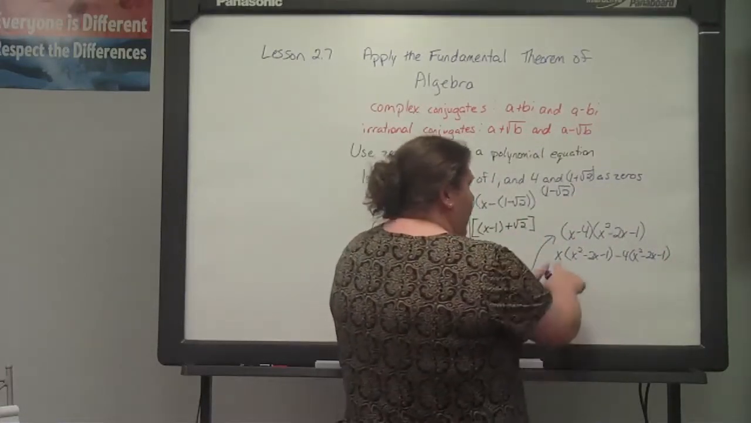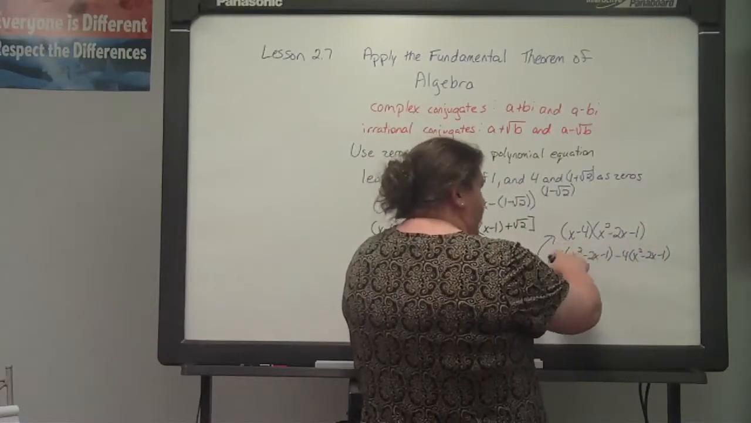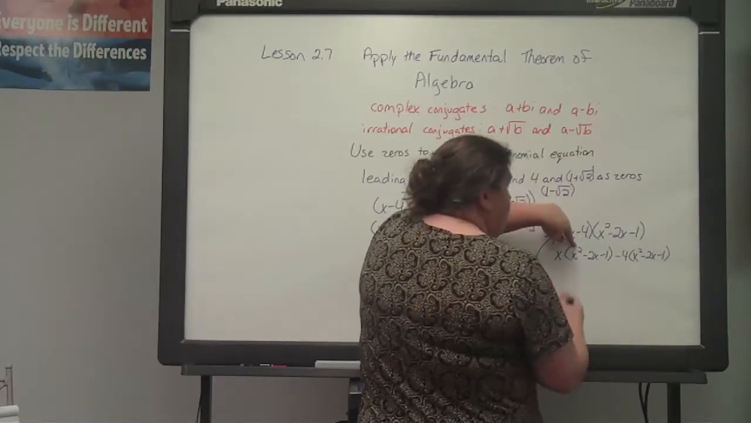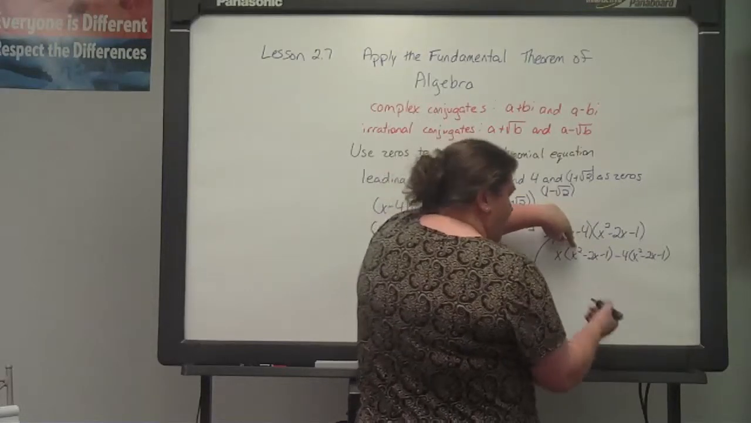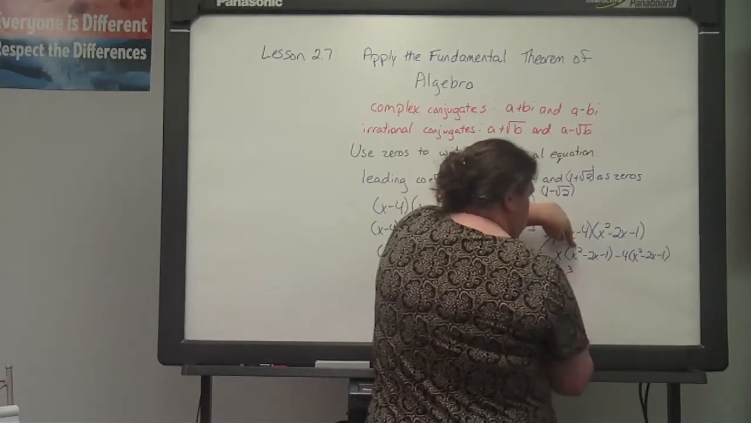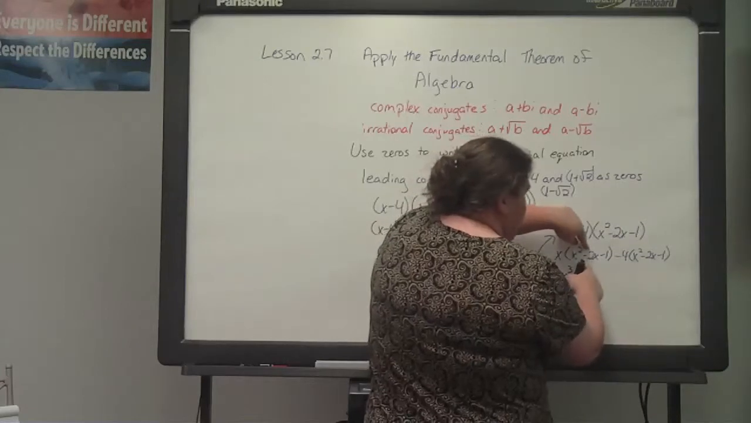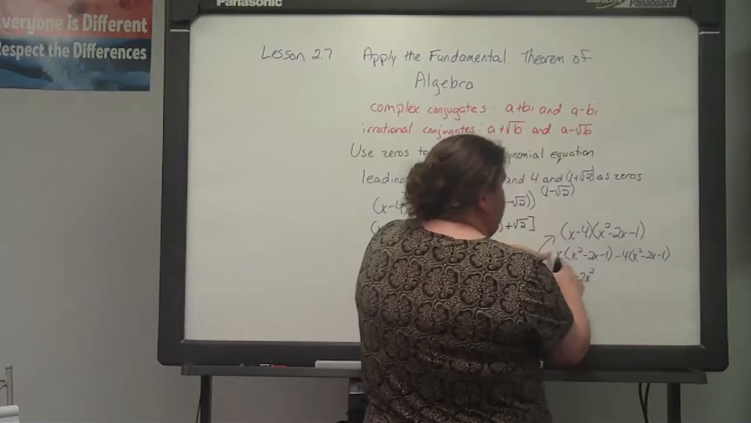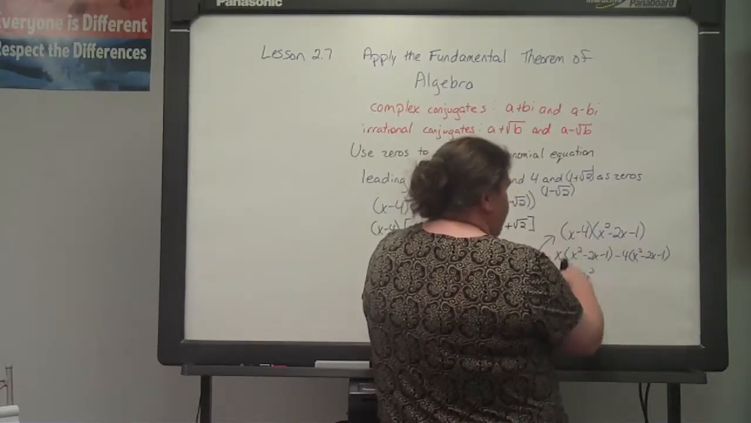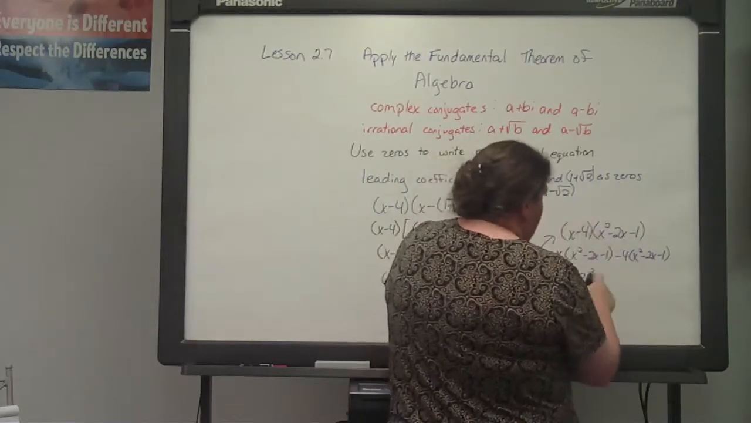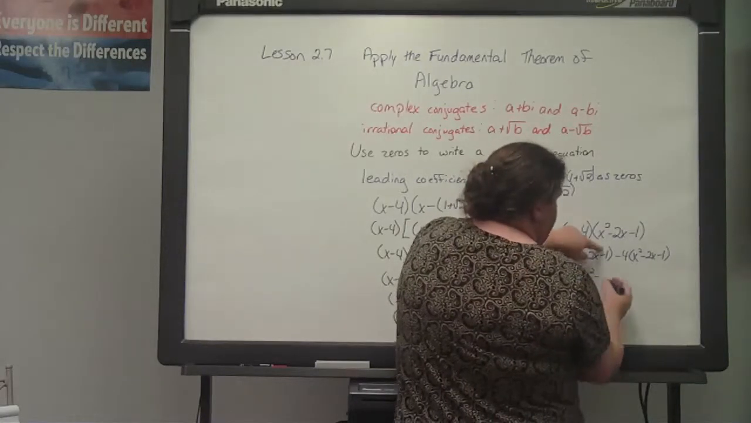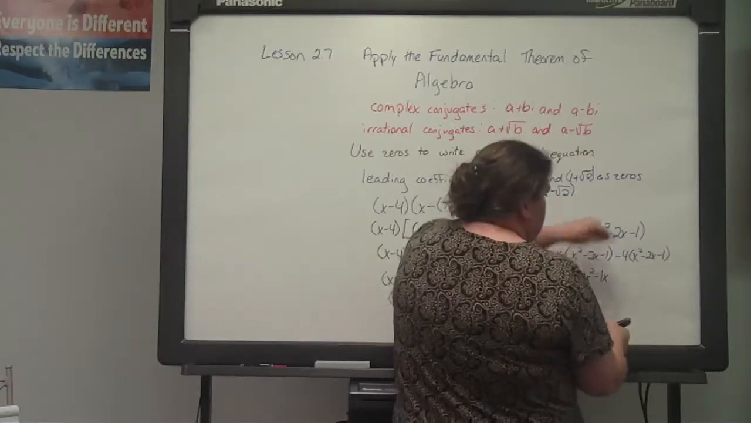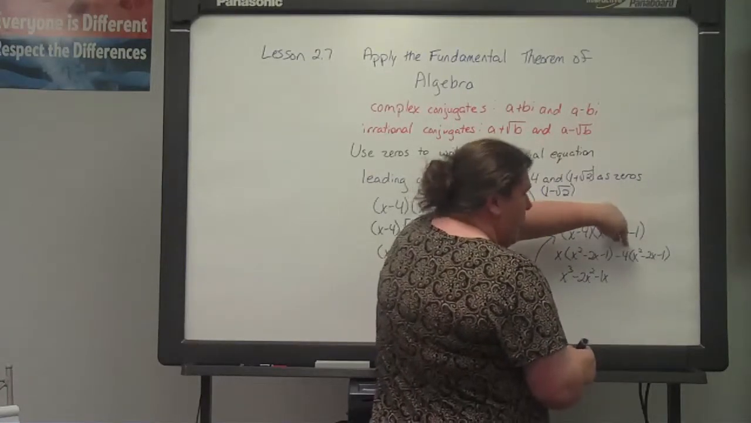From here, I can multiply. I distribute my x to everything in parentheses. So x times x squared. Remember, that means adding the exponents. So that's x cubed. X times a negative 2x is a negative 2x squared. Again, because we added the exponents, x to the first and x to the second. And then x times a negative 1 is a negative 1x. So minus 1x.